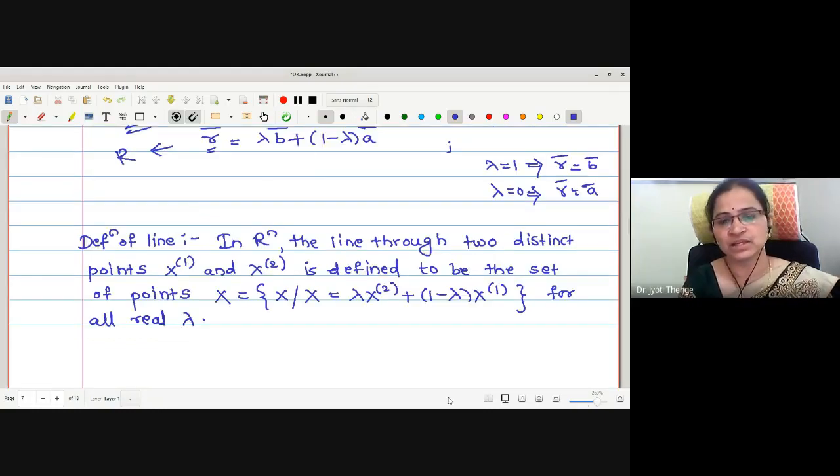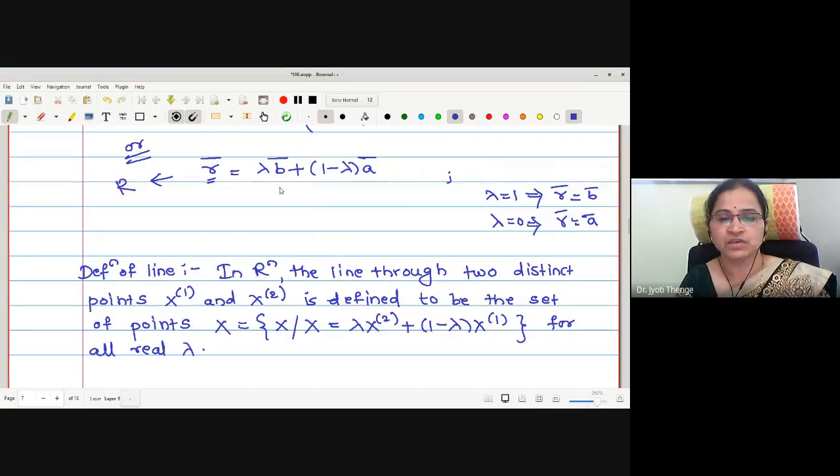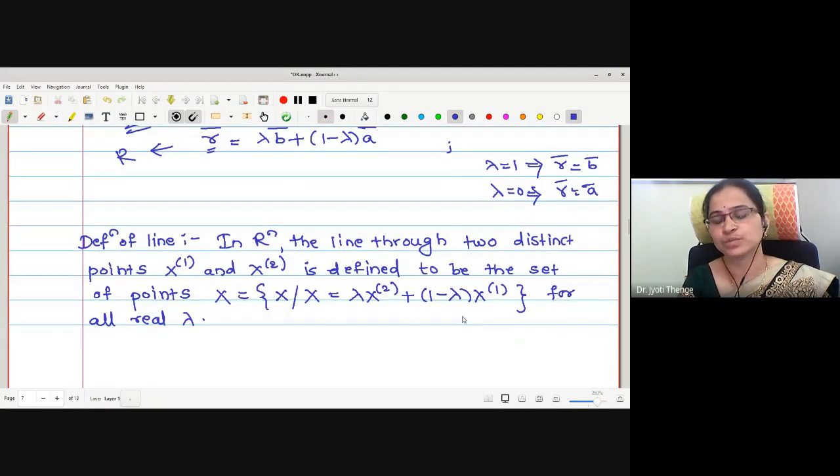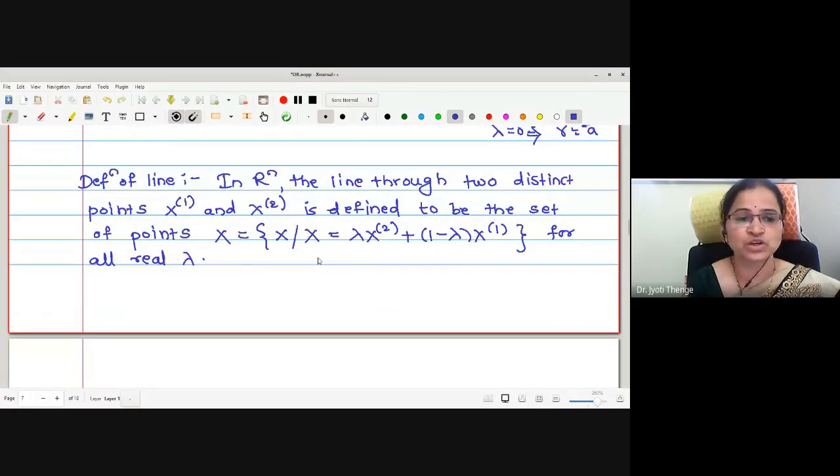Therefore, if you look at the two equations we have written, here we have found it as lambda b bar plus 1 minus lambda a bar. Here we have written it in terms of the coordinates of the vector, lambda x2 plus 1 minus lambda x1. No doubt one can write it in a reverse manner also, that is lambda x1 plus 1 minus lambda x2. The only change will be that the end points will be changed accordingly. So this is the equation of a line in Rn space given by lambda x2 plus 1 minus lambda x1. Any doubt about this line?